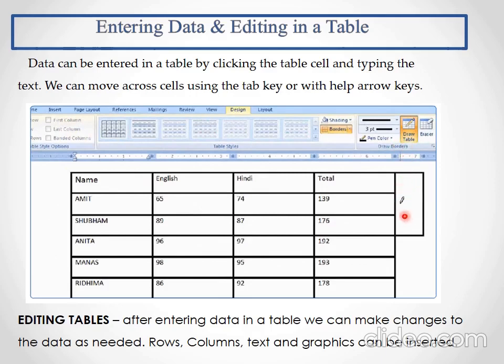Once you click on it, a pencil will appear. Can you see a pencil here? You click on it, and if you just drag it, it will come and drop down here. Using this pencil, you can insert a row or a table anywhere you want.